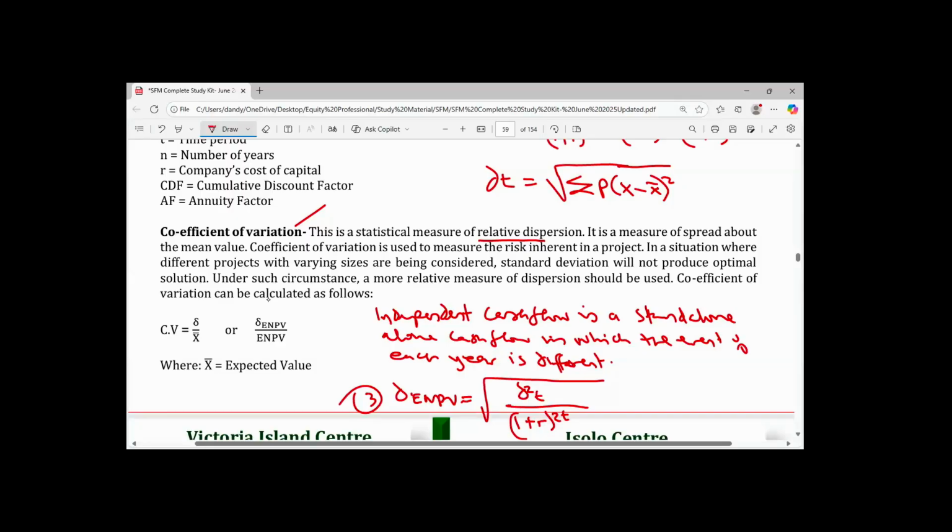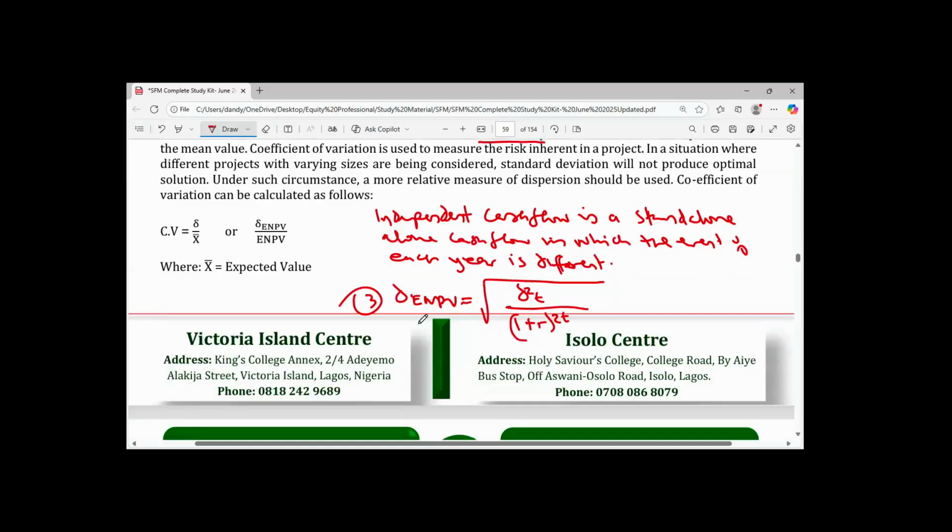However, in a situation whereby different projects with varying sizes or useful life are being considered, standard deviation may not produce an optimal solution. In this circumstance, a more relative measure of dispersion should be used to analyze the risk, which is coefficient of variation. Now, how do you compute coefficient of variation?